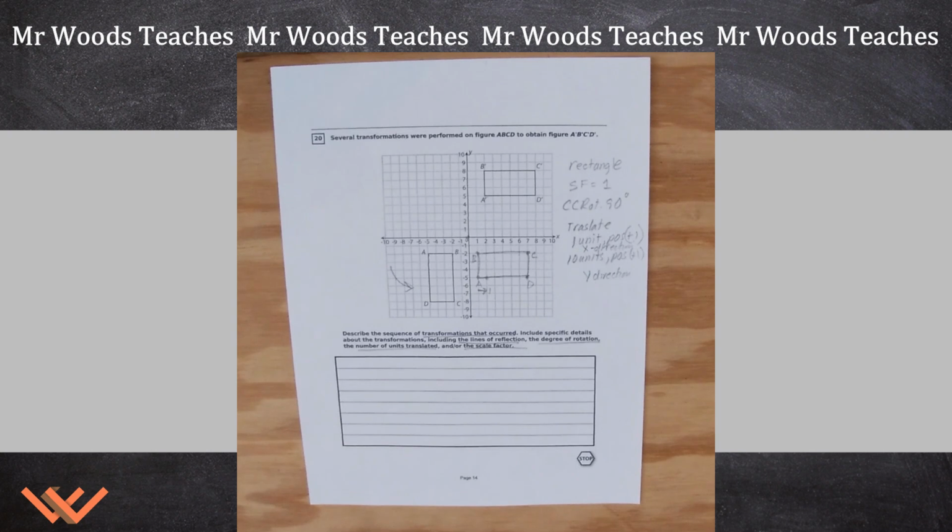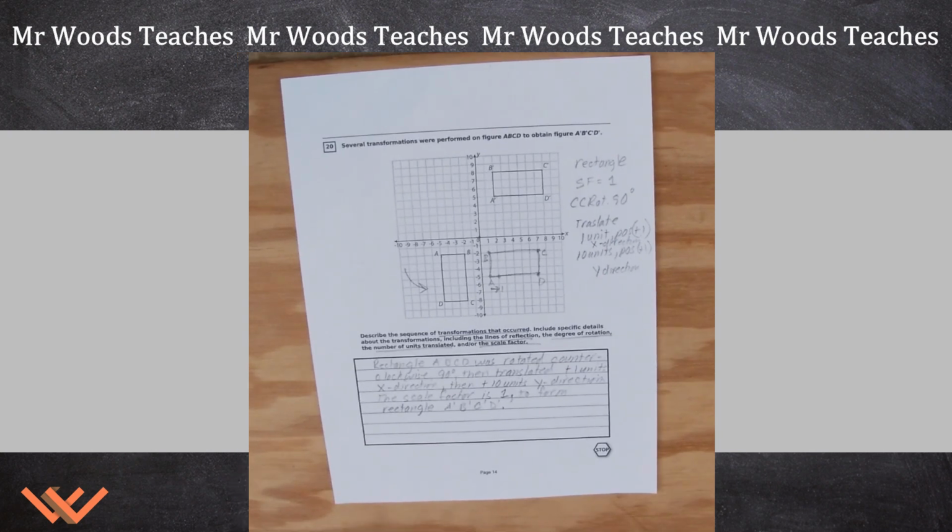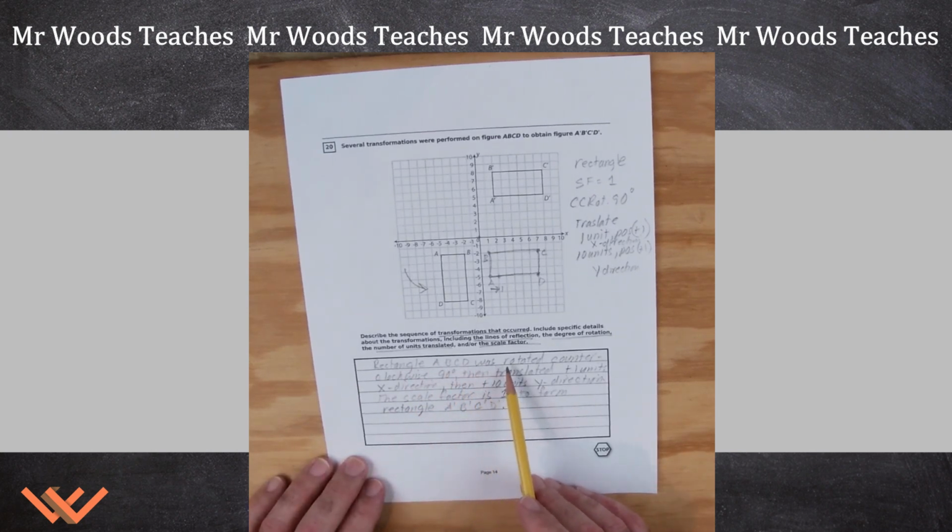To describe what happened, I used the book to help me understand the words in the question, talking about transformations, lines of reflection, degree of rotation, units translated, and the scale factor. Here it is. Rectangle ABCD was rotated counterclockwise 90 degrees, then translated plus 1 units in the x direction, then plus 10 units in the y direction. The scale factor is 1. To form rectangle A prime, B prime, C prime, D prime.